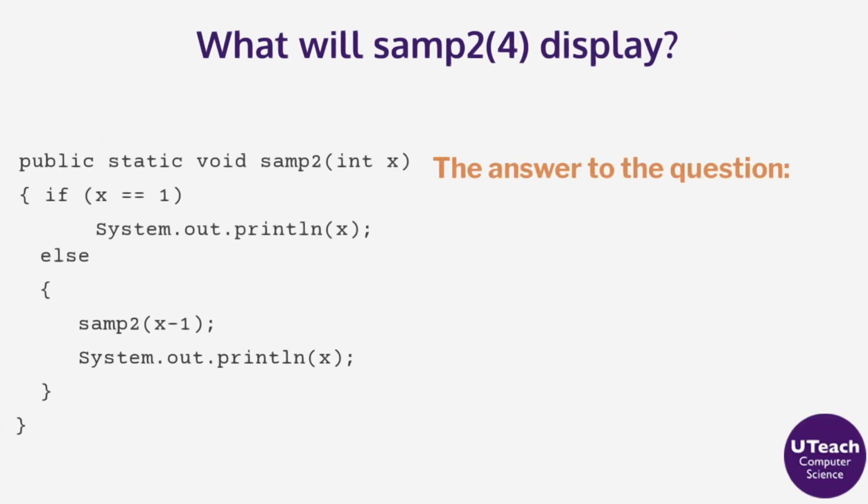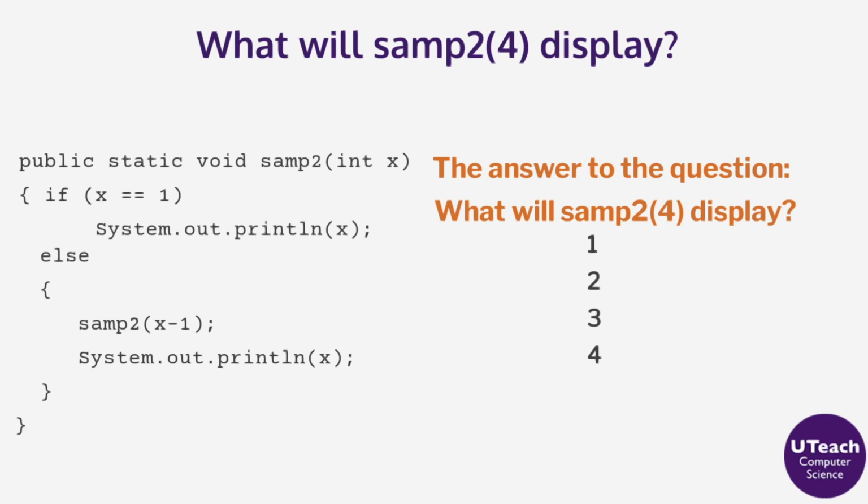So the answer to the question, what will SAMP2 passing 4 display, is 1, 2, 3, 4 printed on separate lines.